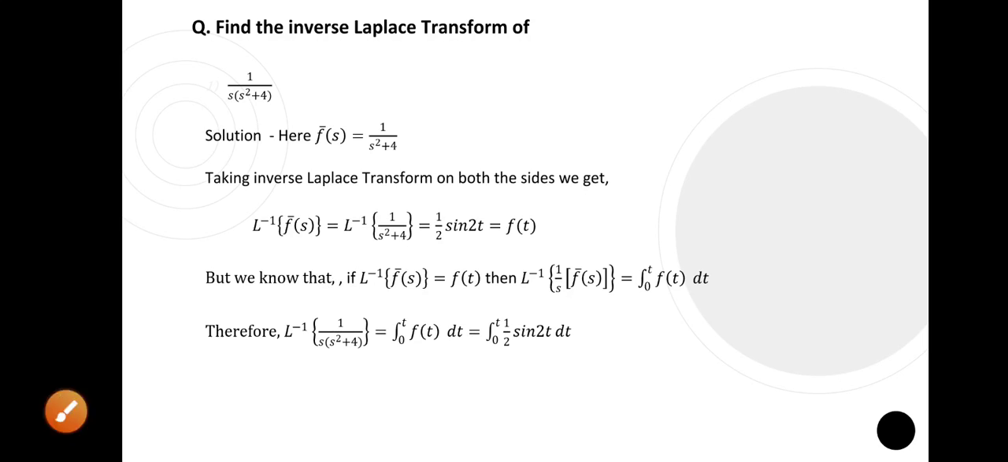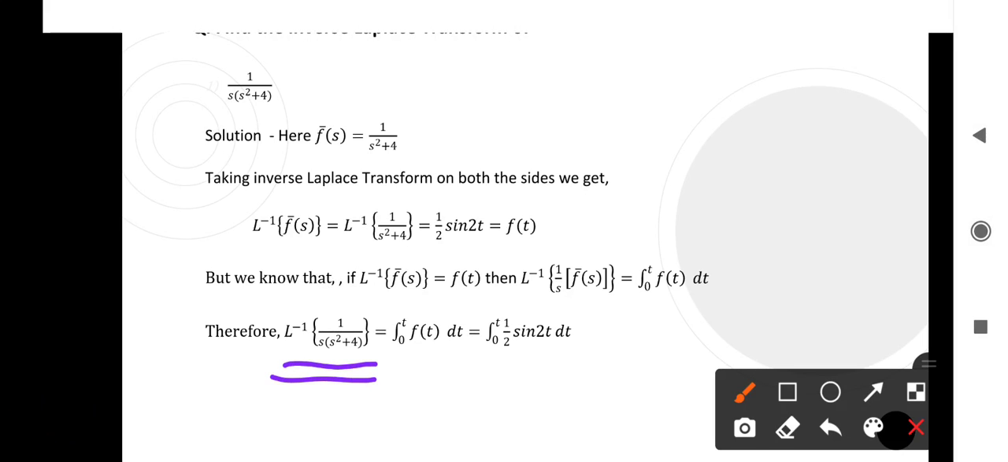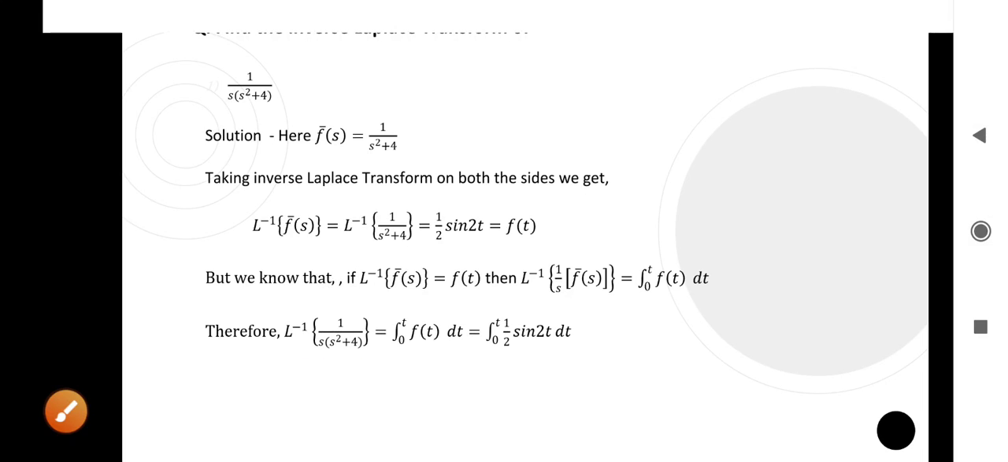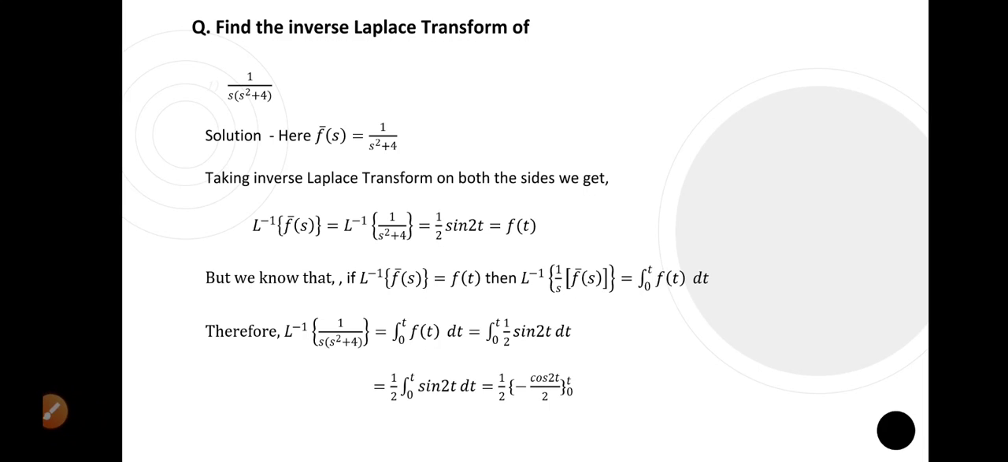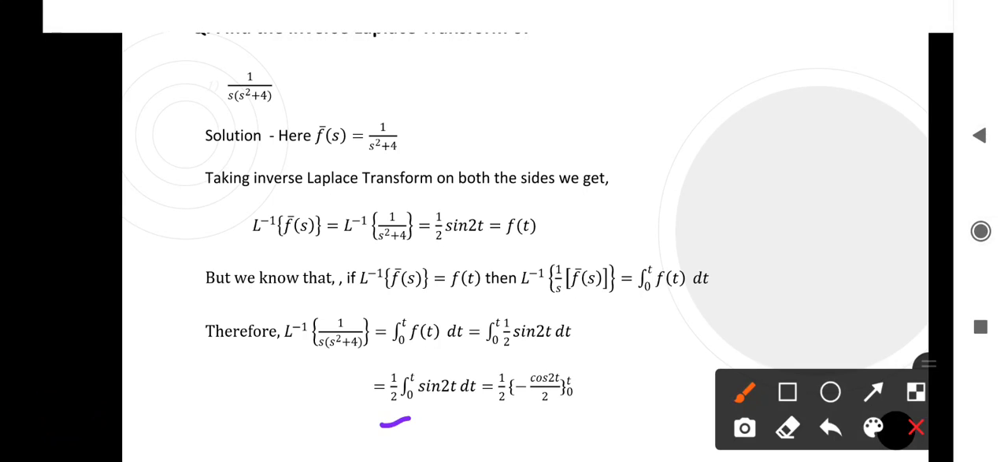And here you can write L inverse of the original given function with 1 upon s as a multiplier. So 1 upon s indicates only one integration. So it is 0 to t f of t dt. Here f of t is 1 by 2 sine 2t. Now by linearity property of integrals, we can write this constant multiplier out of the integration sign. So it becomes 1 by 2 integration from 0 to t sine 2t dt.